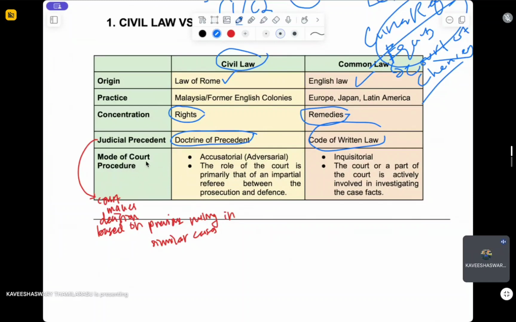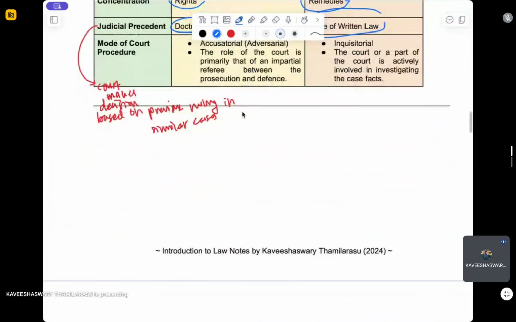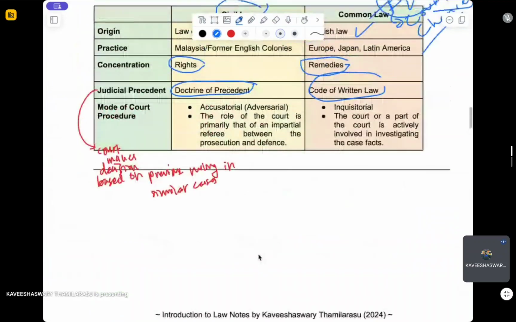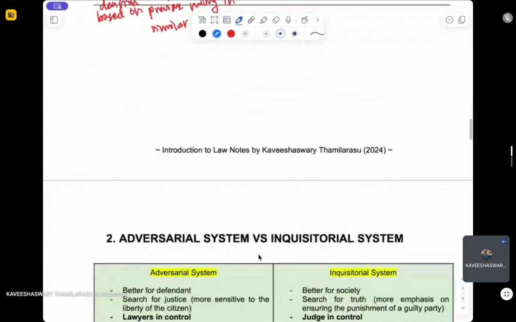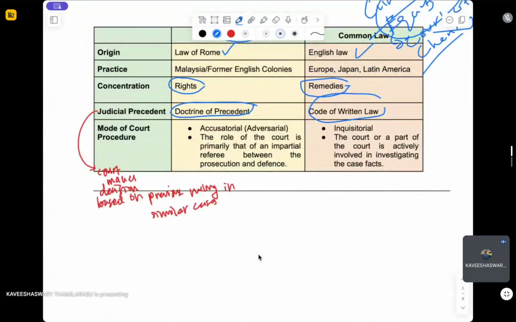Okay. And the mode of court procedure, which we have to understand. We have two different systems in terms of the court itself, which are the adversarial system and the inquisitorial system.